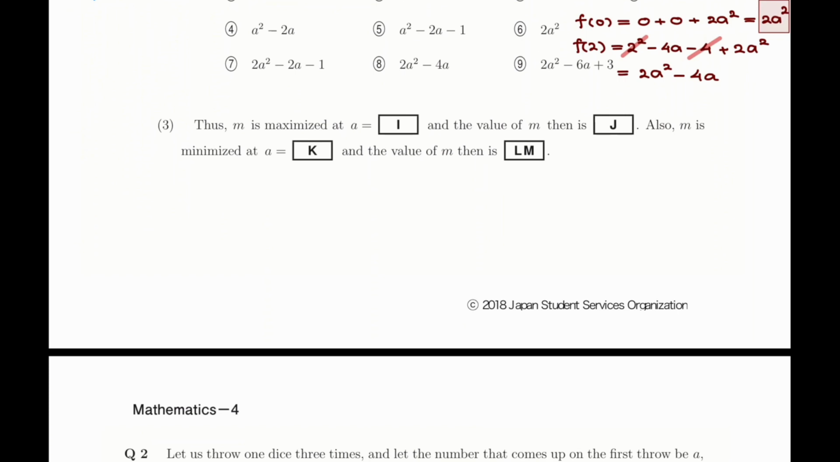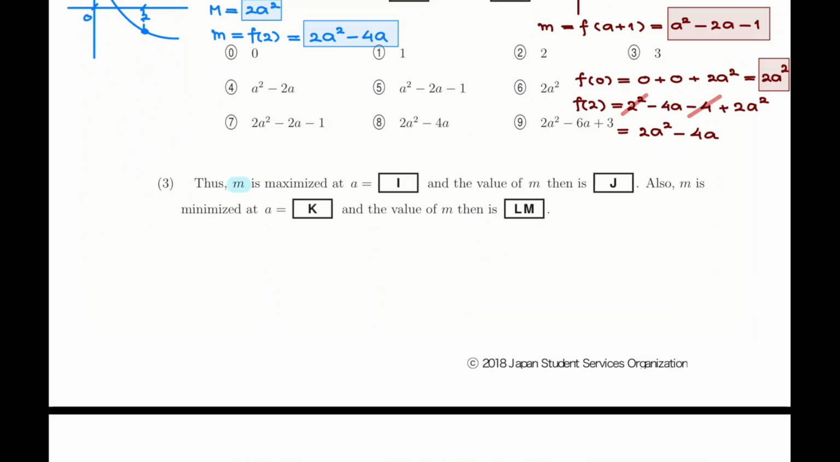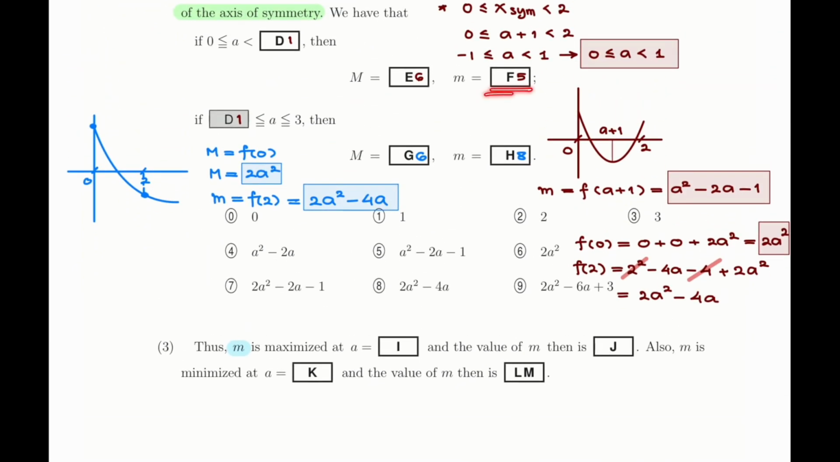Let's move to the last question. Thus, M is maximized at a equals blah blah blah, and the value of M then is blah blah blah. Also, M is minimized at a equals blah blah blah, and the value of M then is blah blah blah. So now we just focus on the value of lowercase m. My lowercase m is number 5 and number 8.